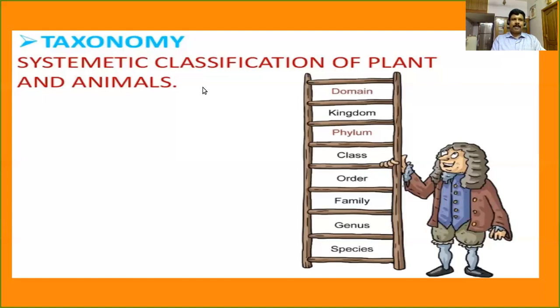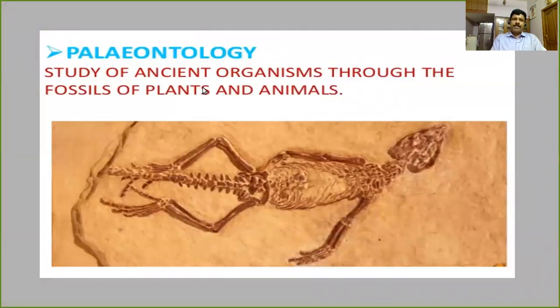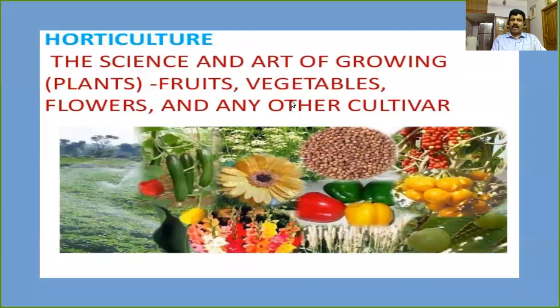Okay. Next one is paleontology. Paleontology is the study of ancient organisms through the fossils of plants and animals. That means the study of fossils. Next one is horticulture. Horticulture is the science and art of growing plants, especially for getting fruits, vegetables, flowers, etc. Some concepts related to horticulture you will learn in class +2.